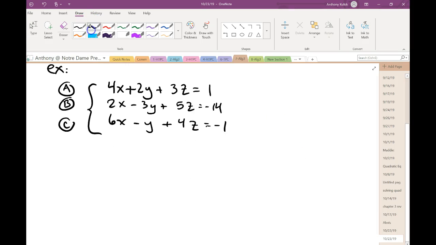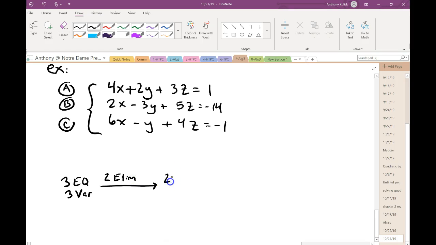So the general idea here is we're going to start off with three equations and three variables. We're going to perform two eliminations, and that's going to give me two equations with two variables. That's going to be basically just like last night's homework. So there, we're going to do one elimination, which results in one equation and one variable, which we can solve to get one part of our answer.